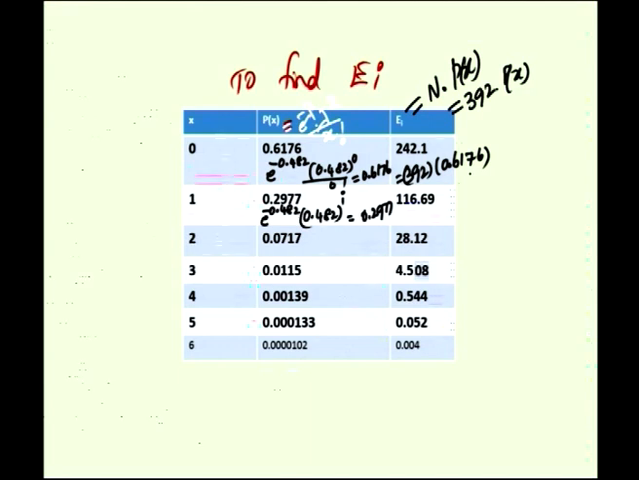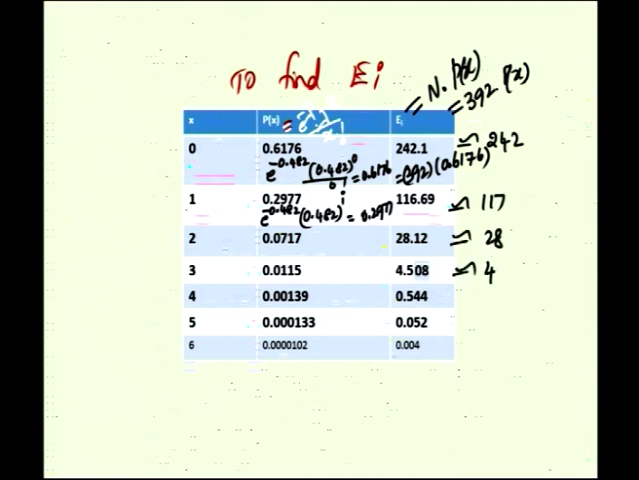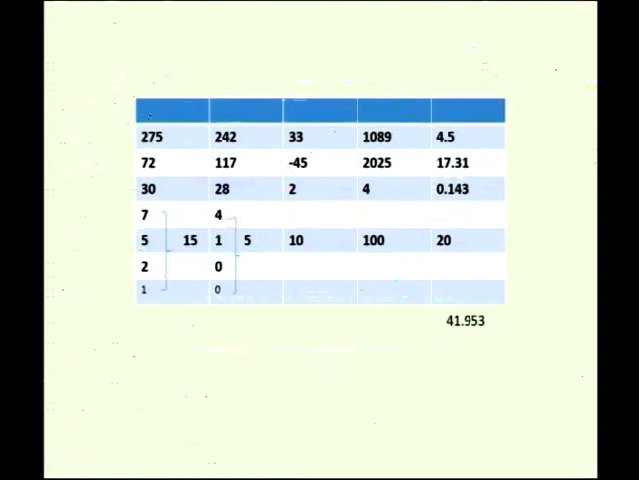Okay. So, we have got 242.1, and this has to be rounded off to the nearest whole number: 242, 117, 28, and this is rounded as 4. This will be rounded as 1, because 0.5 and 0.5 together give you a total of 1, and this is 0 and this is 0. So, these are the OI values given in the question, and these are the EI values: 242, 117, 28, 4, 1, 0, 0. So, we have got the values.